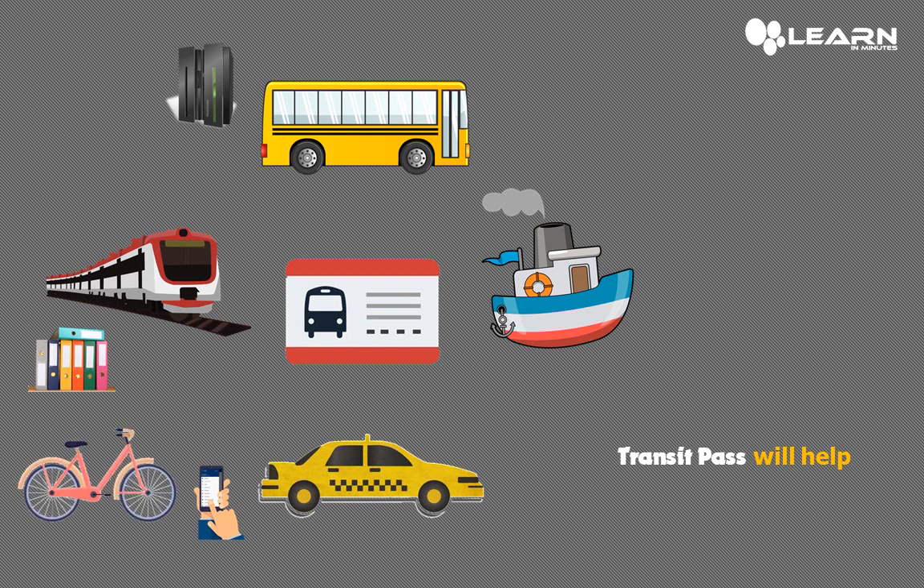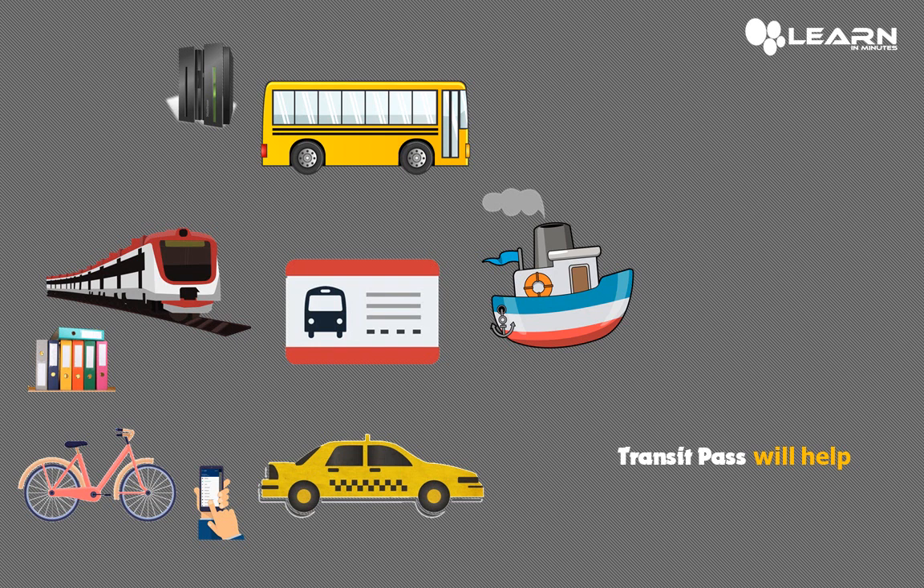Even if you want to add a new means of transportation, for example here we are adding a bicycle, this will work without any delay in the development process. So this is the use of the transit pass: it helps you continue your process even though there is a change in any of these details.